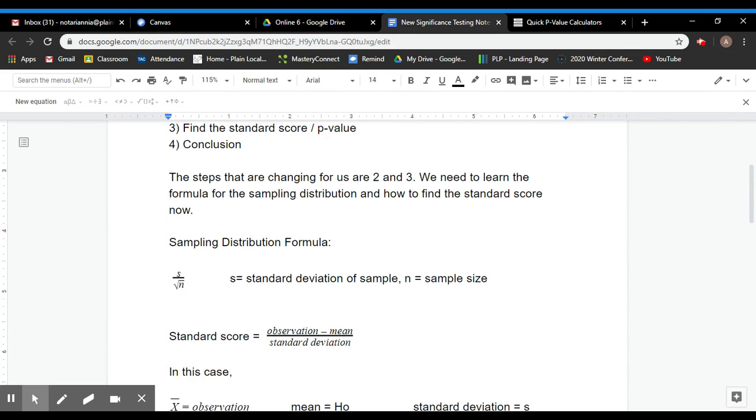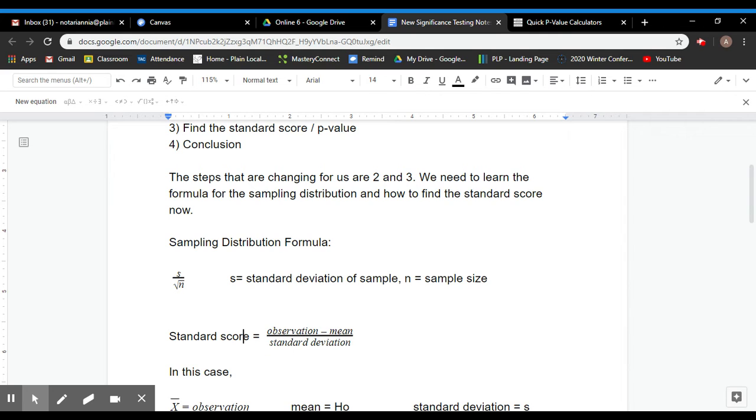So here is the sampling distribution formula. S over radical n, which just stands for standard deviation of the sample, and of course n is the sample size. So that's pretty easy. Last time you had to go through a whole standard deviation formula in the significance test for part 2. Now you just have to do this. You're already going to be given the standard deviation.